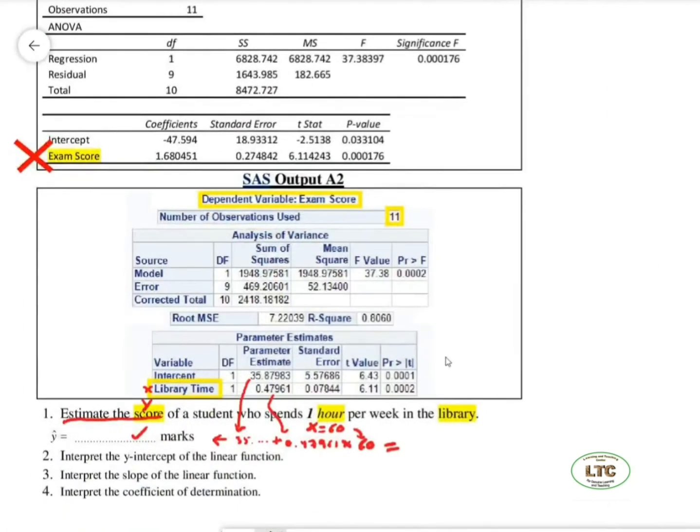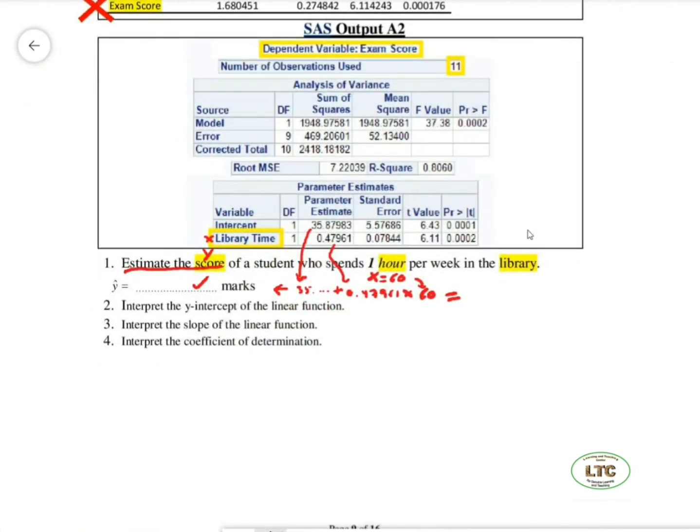Interpret the y-intercept. Y hat is a plus bx. A is the y-intercept, so you recall mathematics. Suppose this is y hat, the estimated y value, and this is x. Then the equation is y hat equals a plus bx. Then b is the slope, and this is a. So what is your interpretation? If x is 0, then y hat is a units.